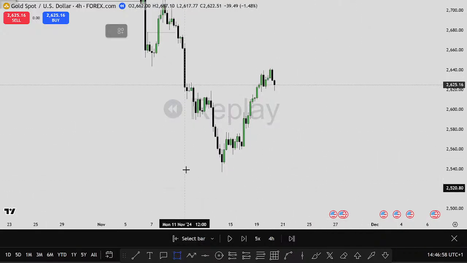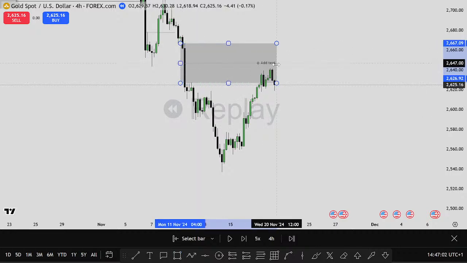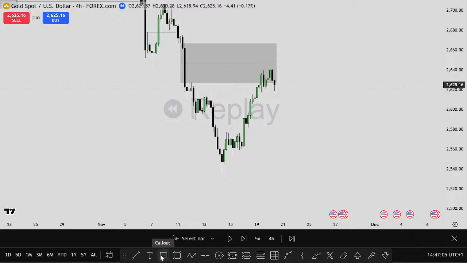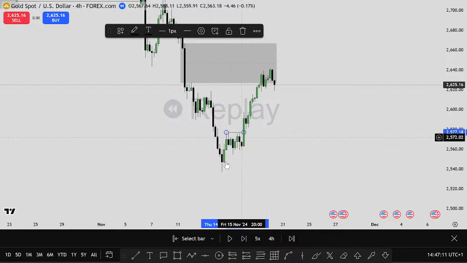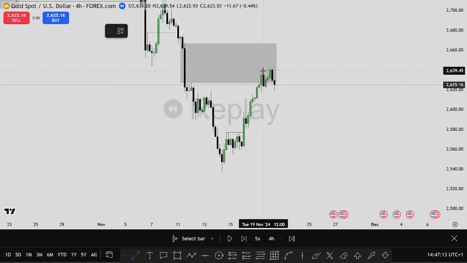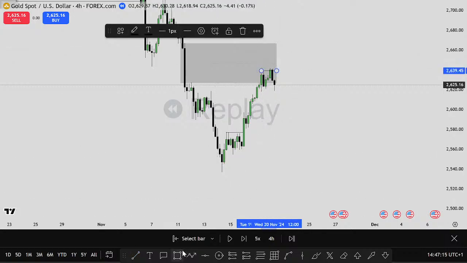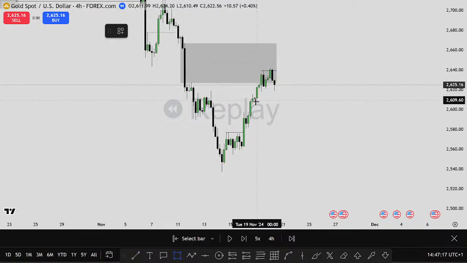There is only one name. There is a consequent encroachment. Consequent encroachment would have been good to sell again, but then it broke here. It broke this, and it broke this here. So I'll be looking at this. 1, 2 here.